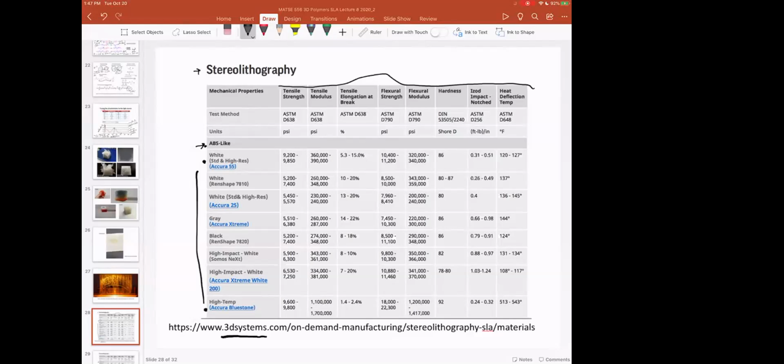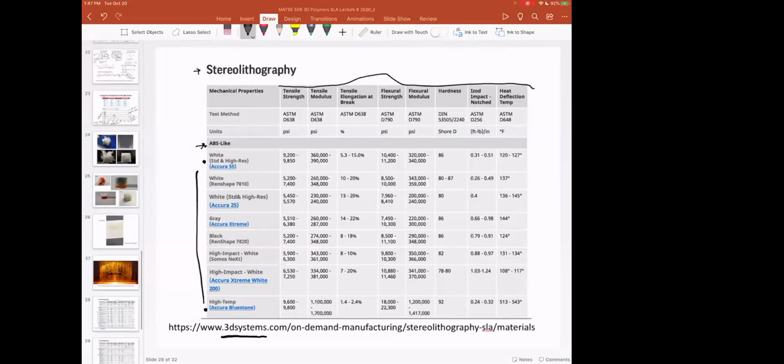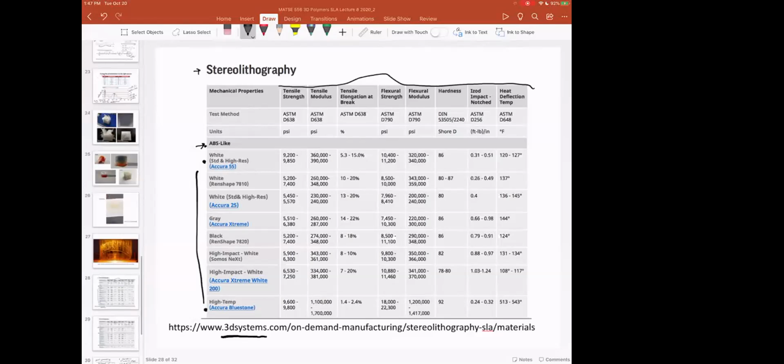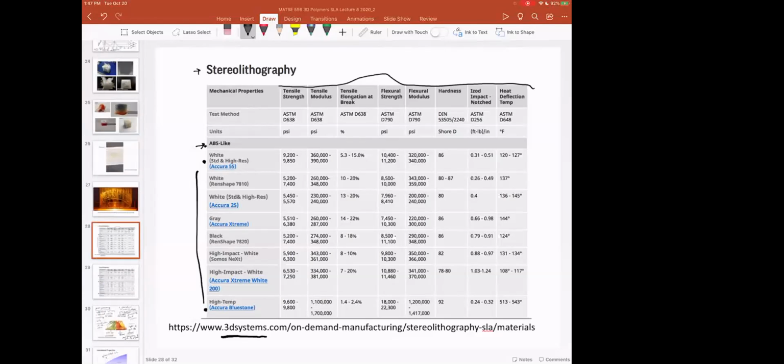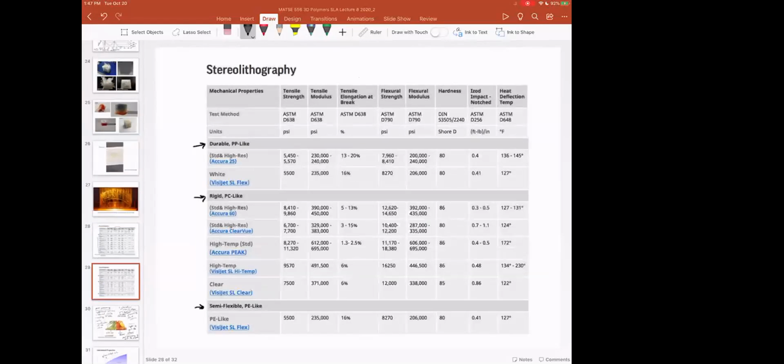All of these resins on these two pages, slides 28 and 29 in lecture 8, are all based on acrylate photopolymers. And it's the mixture of oligomers and monomers and other chemistry in the resin that gives it the properties that are desired.